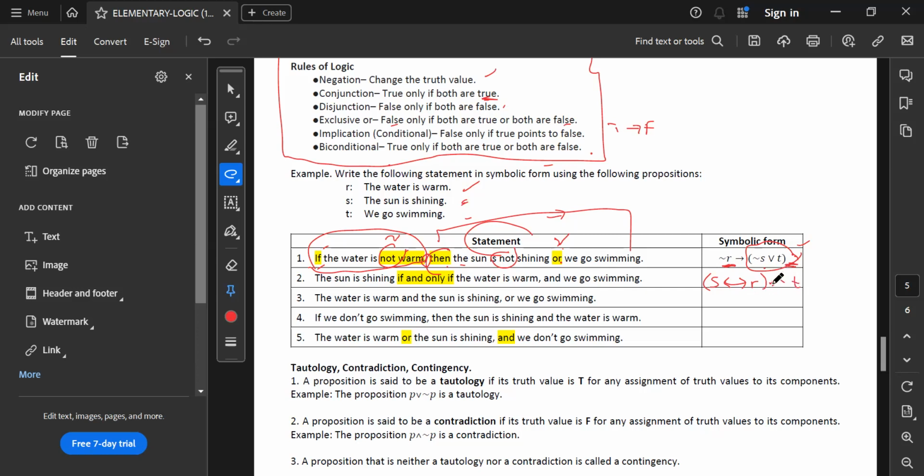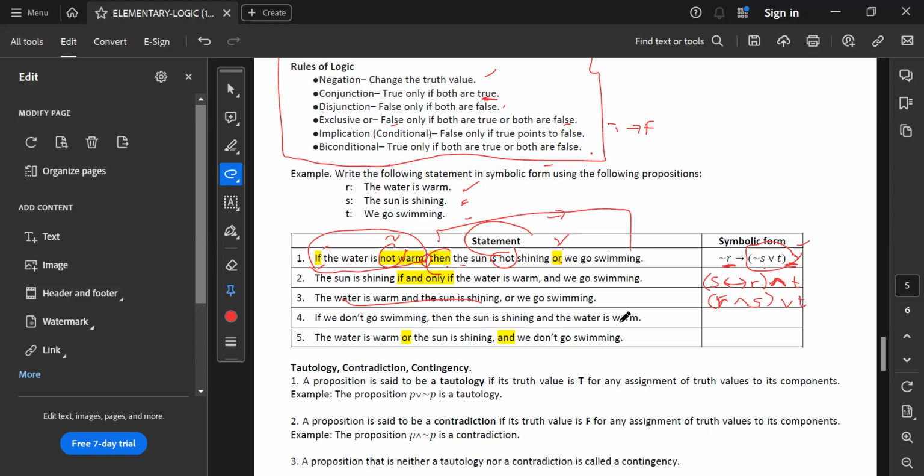Then we go swim. So next, the water is warm and the sun is shining. So R, and the sun is shining, and then S. So parenthesis, ito siya i-group. Parenthesis, kay mo ni siya, isa ni siya ka compound sentence, comma, or we go swimming.